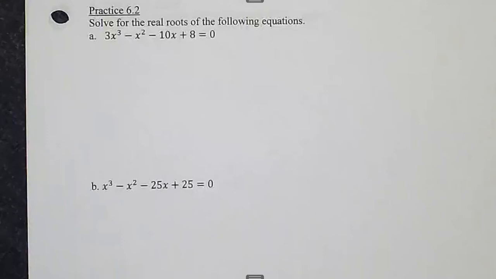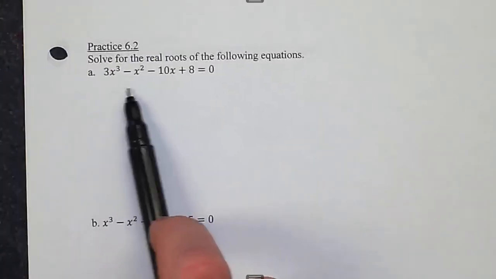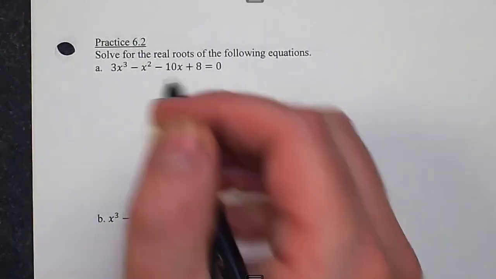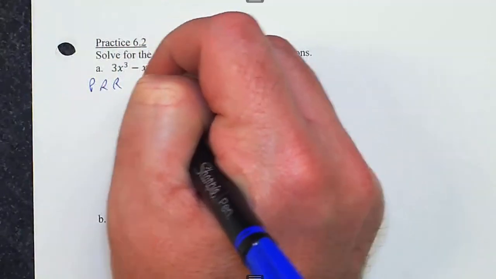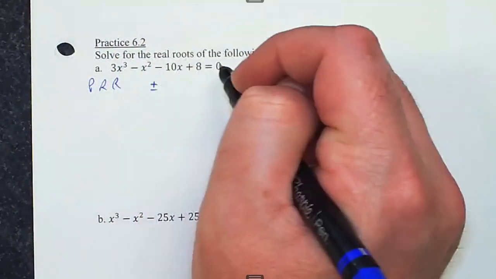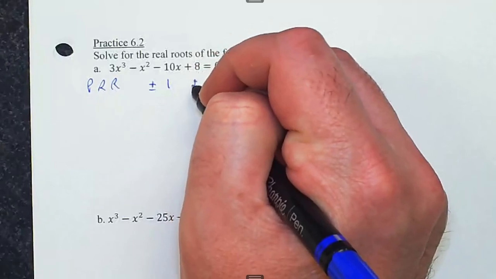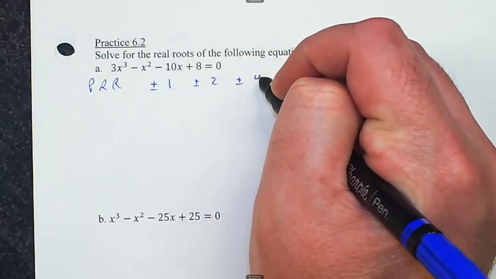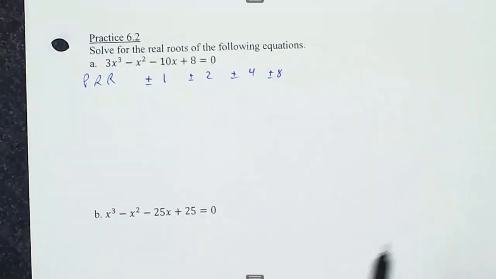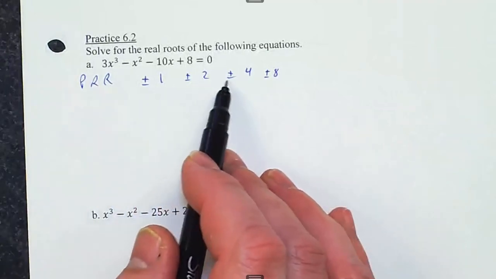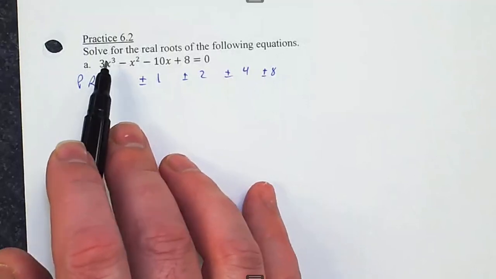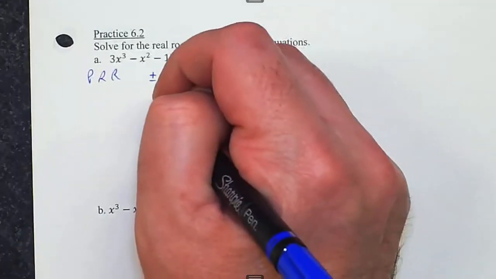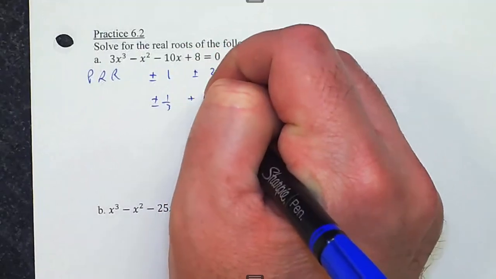All right, let's see how we did. Is this groupable? No. So my possible rational roots list is plus or minus all the numbers that divide 8: 1, 2, 4, and 8. But that's just assuming the denominator is 1. Because I have a 3 here, the denominator could be 1 or even 3. So I'm just going to repeat this list.